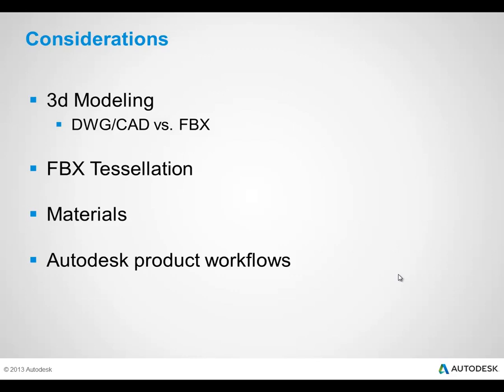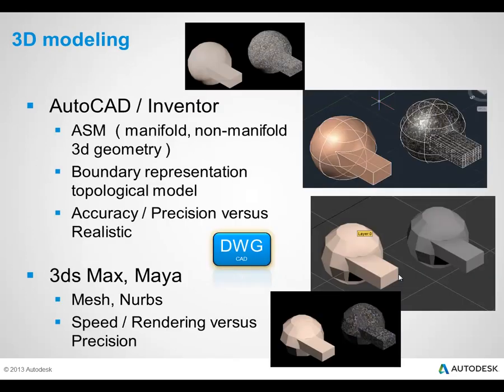There you go. Good. So some considerations. First of all, it is a 3D format, so you need to take a look at the modeling capabilities and make sure it meets your needs. FBX tessellation can be a problem, so it's something to consider. Materials, and we'll look at the Autodesk product workflows. So first of all, we talk about 3D modeling.